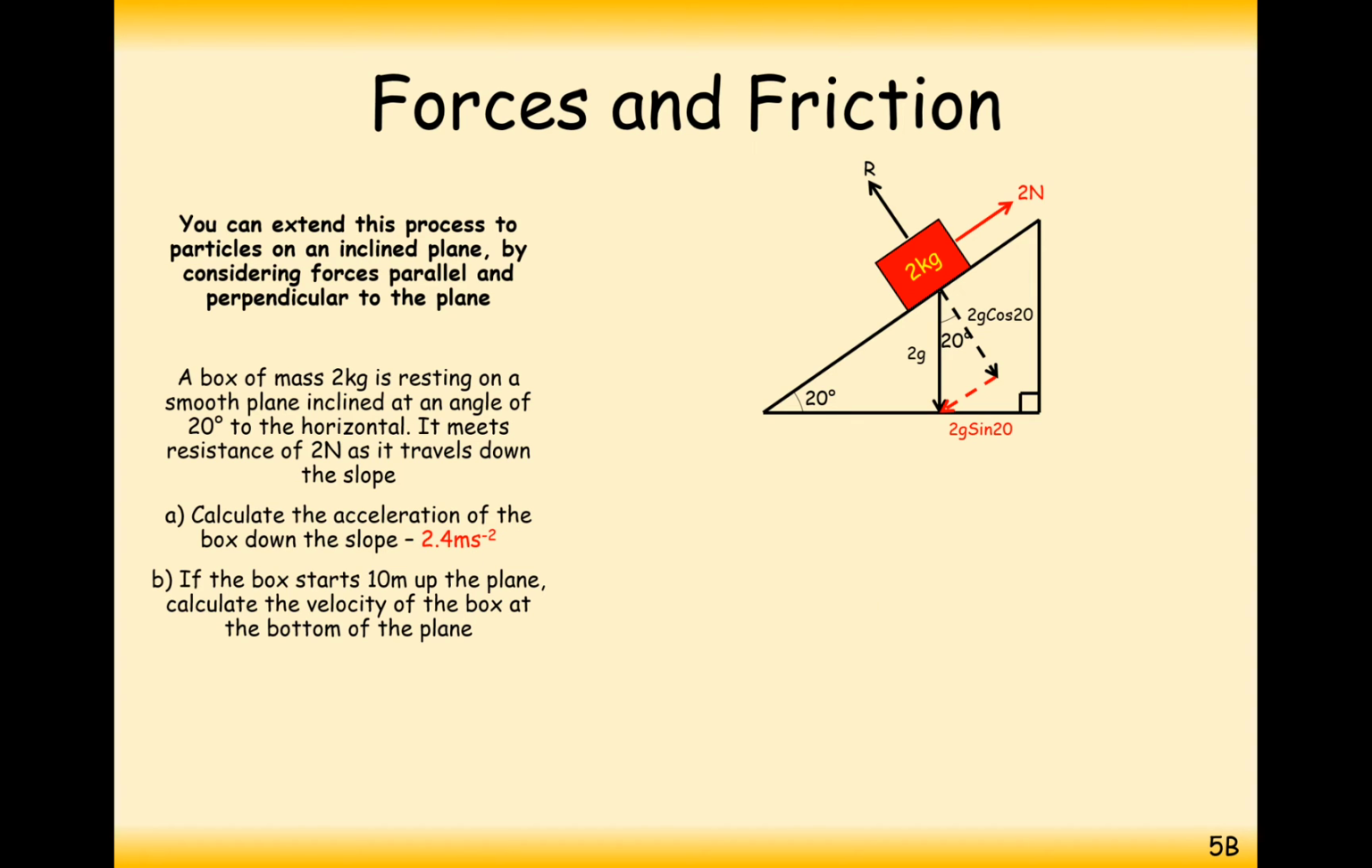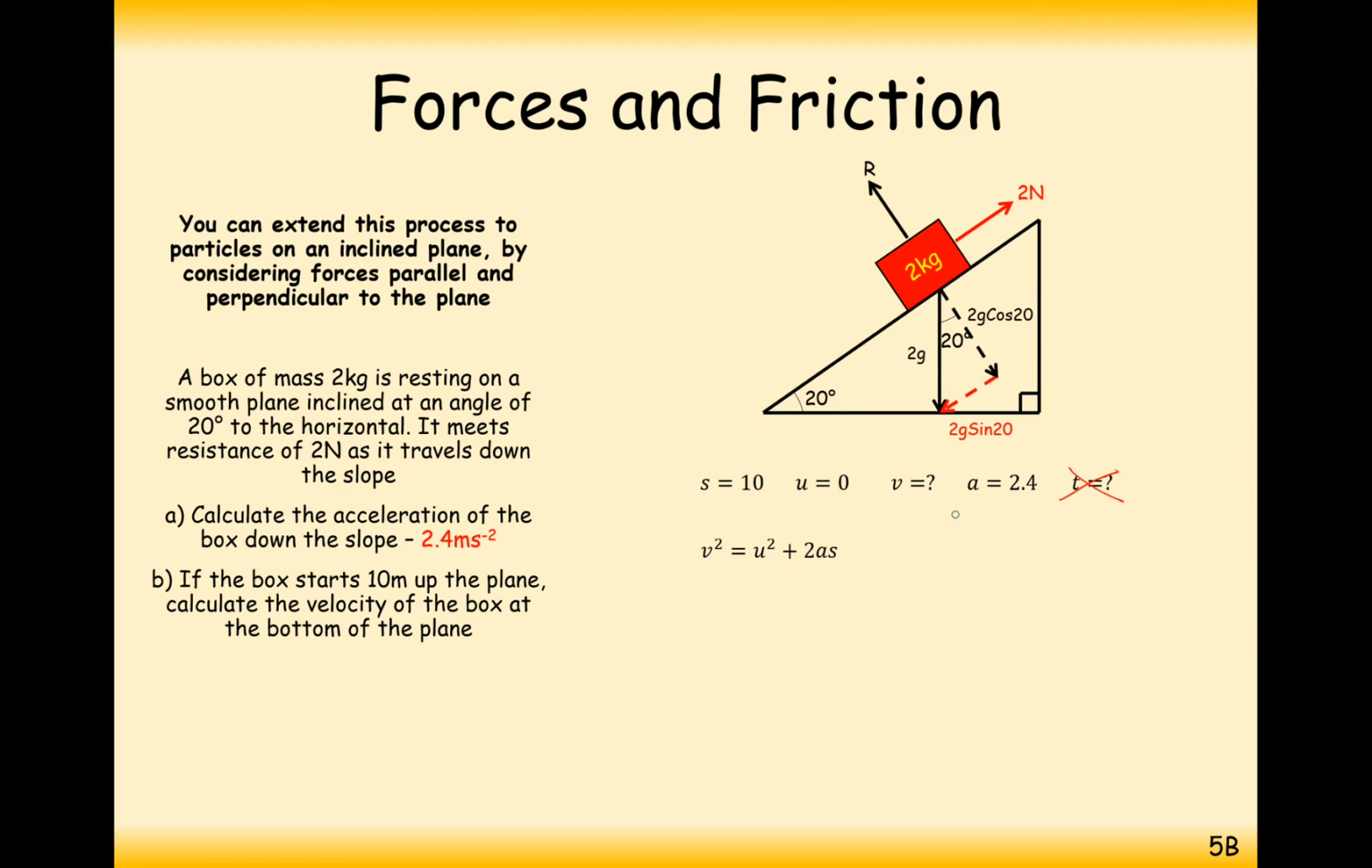Part B then, if the box starts 10 meters up the plane, calculate the velocity of the box at the bottom of the plane. So a little bit of suvat here, it's got 10 meters of travel, starts from a stationary position, acceleration that we've just worked out is 2.4, and we don't know the time, we don't need to know the time. So, we're working out a formula that links S, U, V and A together. That's V squared equals U squared plus 2AS.